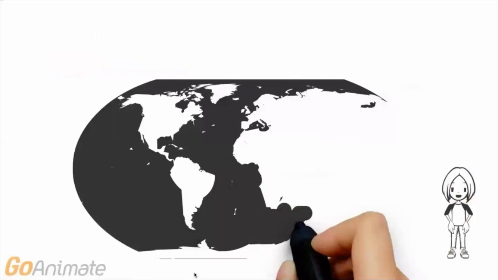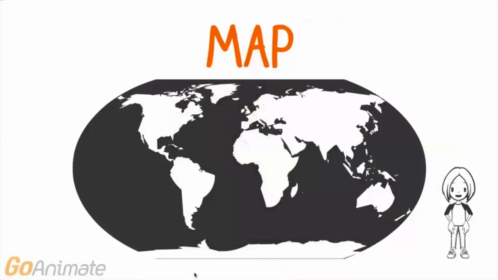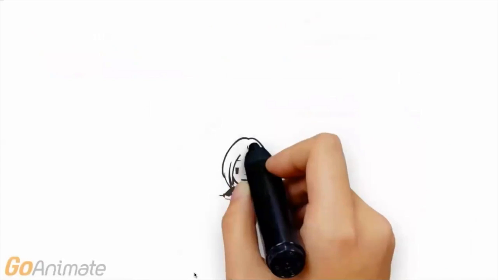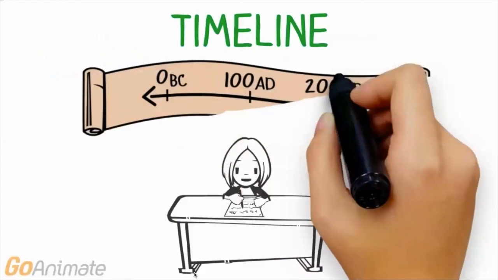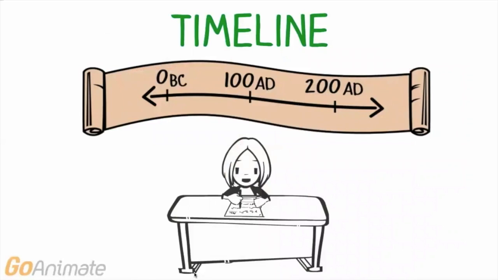Some nonfiction materials have maps. A map shows where something is located. A timeline shows the order of when things happened. Timelines are often used with historical events. Nonfiction materials often use bold and italic letters to draw attention to important words. Bold words are made with dark, heavy lines. Words in italics are slanted.